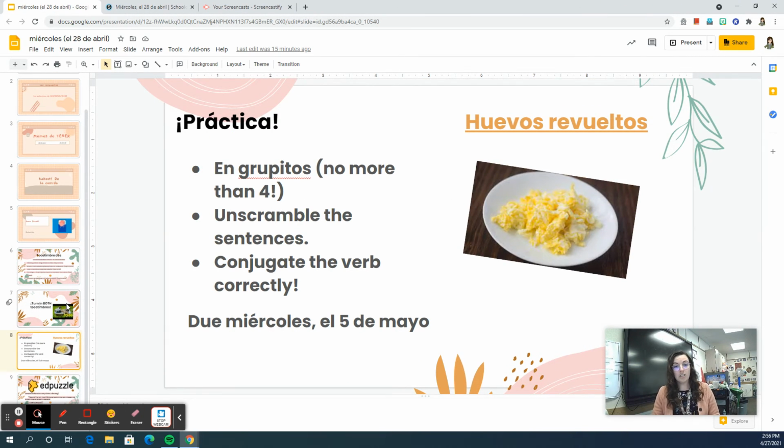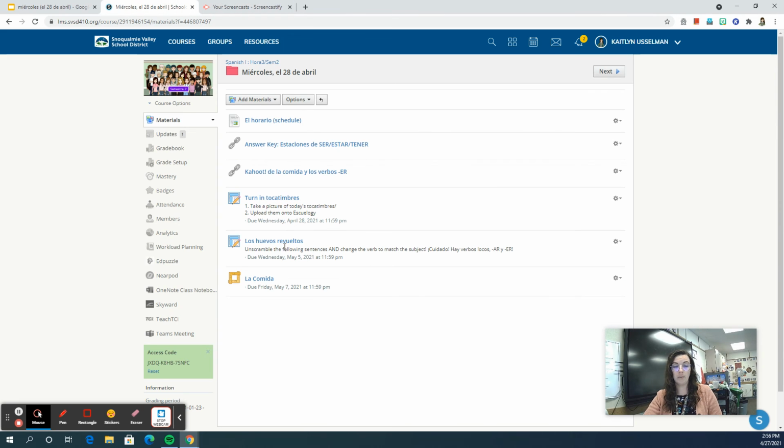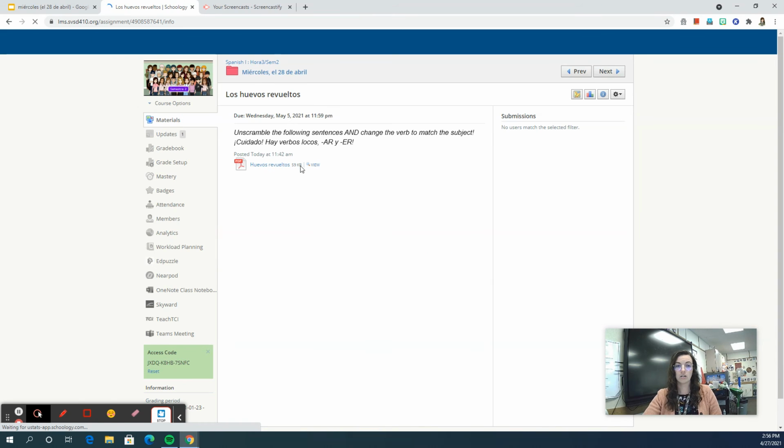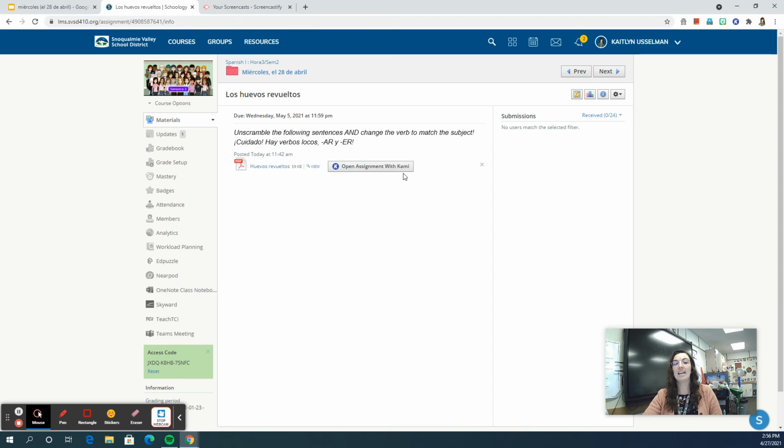Another activity that we're going to do as class is called huevos revueltos, scrambled eggs. We are going to do this in class. It is a group activity, but you can do it by yourself. What is going to happen is there's an assignment called los huevos revueltos. You're going to unscramble the following sentence and change the verb to match the subject.